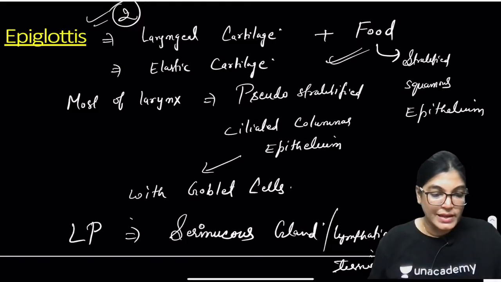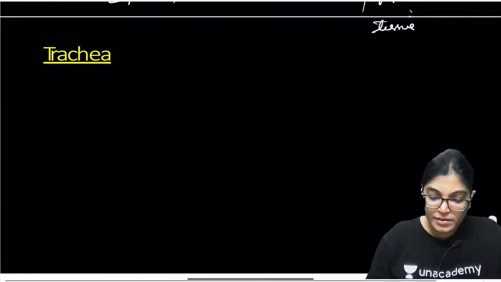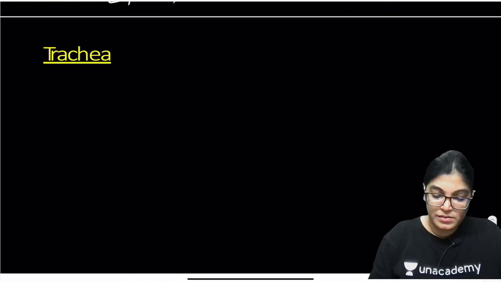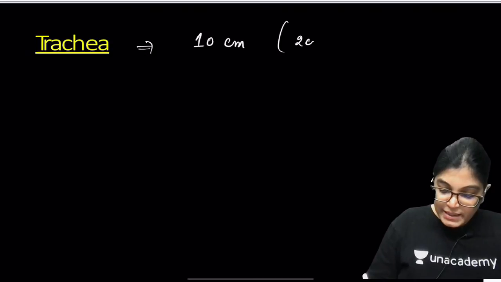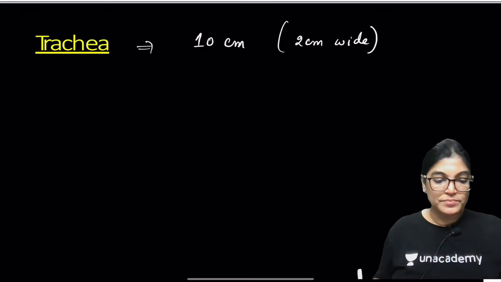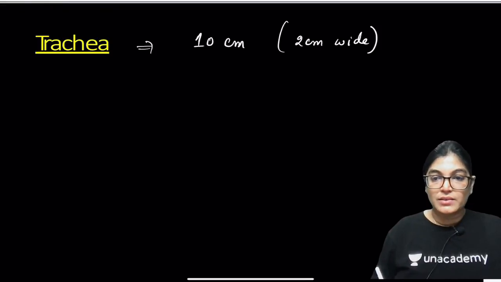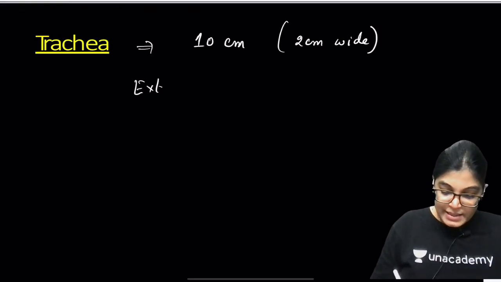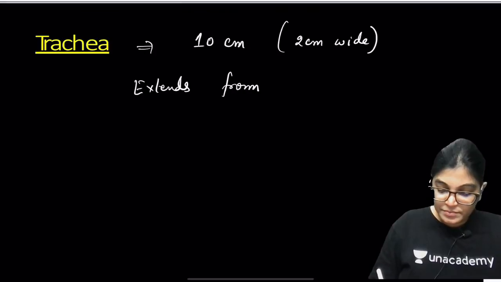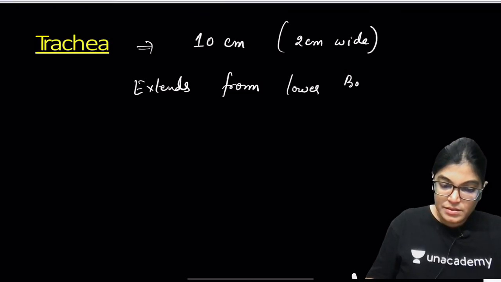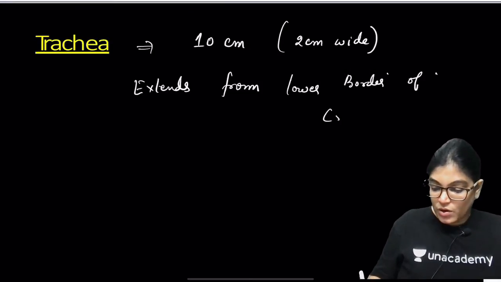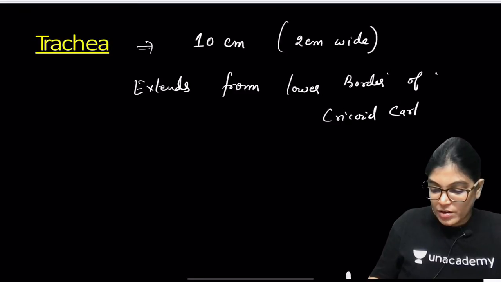Now, the next slide which I want to explain is the trachea. The trachea is a tube-like structure, approximately 10 centimeters long and 2 centimeters wide. What is the extent of the trachea? It extends from the lower border of the cricoid cartilage.